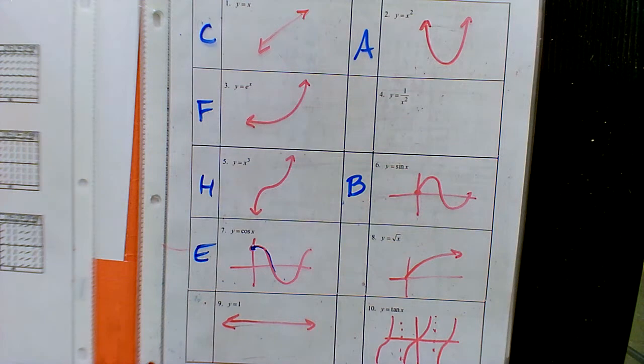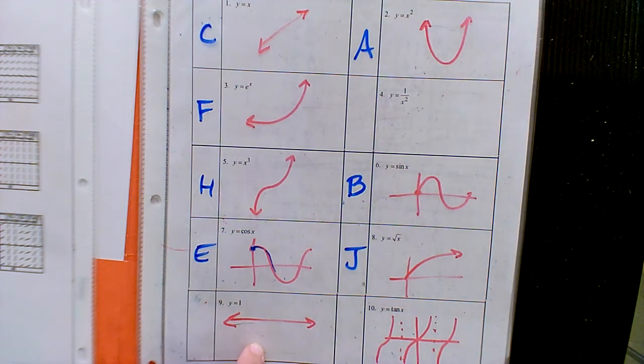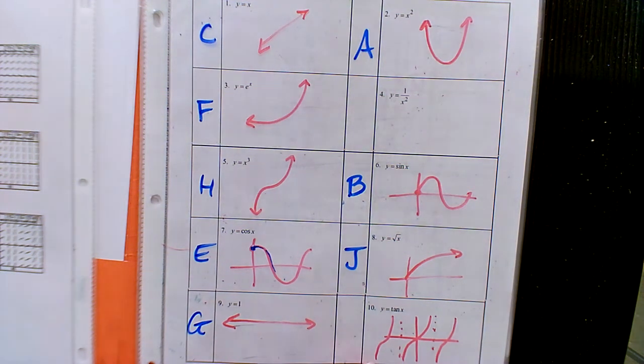All right, what about our square root slope field? J, right. The square root only shows up on the right-hand side of a graph, so it makes sense that the slope field would only be on that side as well. Can we identify our constant slope field? G. All right. What about our tangent slope field?